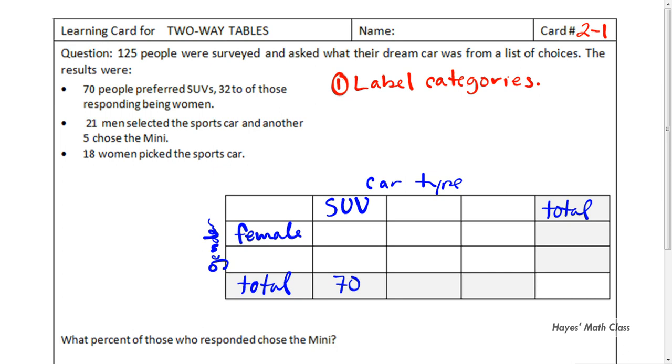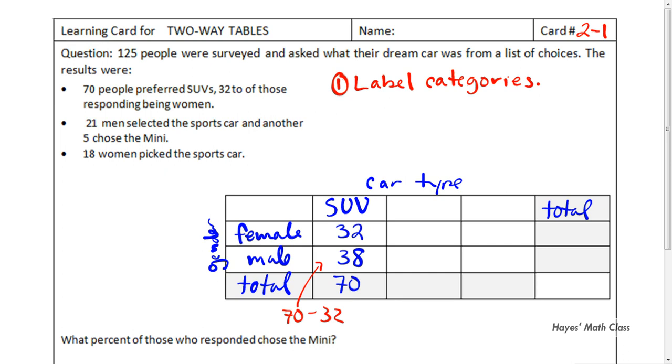So we have 70 people who like SUVs. 32 of those are going to be women. So that means that if we have females, we will make the assumption that everybody else is male. We're not getting into a political discussion, sit tight. And so we got that. And again, this right here is coming from the fact that we had 70 total in the SUV category and 32 of them were females. So whatever was left over had to be males who liked SUVs.